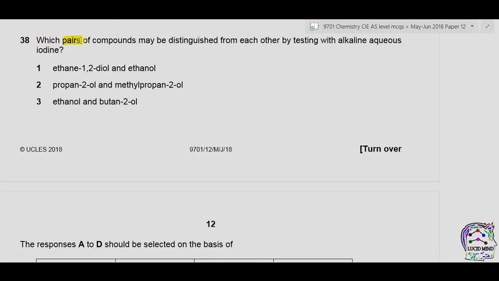Question 38. Which pairs of compounds may be distinguished from each other by testing with alkaline aqueous iodine? Now alkaline aqueous iodine gives a positive result with these compounds. If it is an alcohol, there must be CH3 attached with the carbon atom having OH and it shouldn't be a tertiary alcohol. If it is an aldehyde, then there must be CH3 directly attached with the carbonyl carbon. If it is a ketone, then there must be a CH3 group directly attached with the carbonyl.